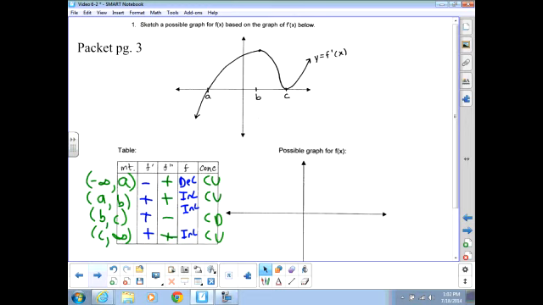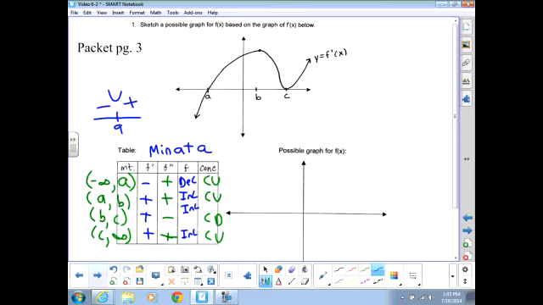Now we can use this to help us. Let's start with f prime. The only time f prime changes sign is at a. At a, it goes from negative to positive. If you go from negative to positive, you should have a min. So another piece of information we know is that there's a min at a.